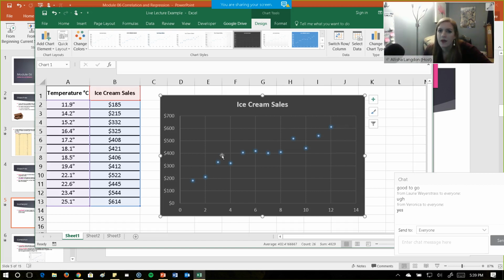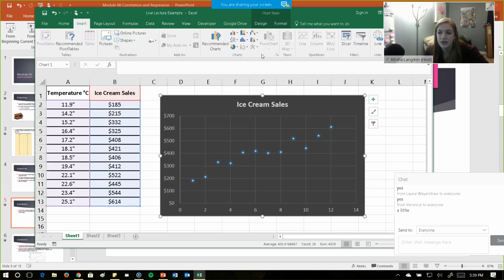So, is everybody kind of familiar with scatter plots? Have you guys used scatter plots before? Or at least used that insert graph? Yeah, so hopefully it's not too intimidating. Just select your information and press that scatter plot. That's all you're looking to do right there.